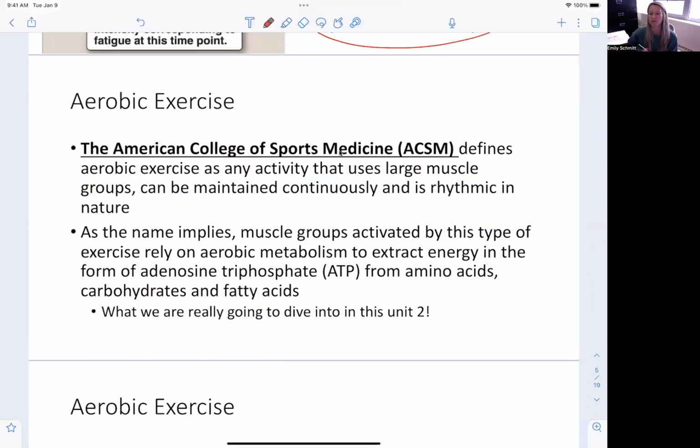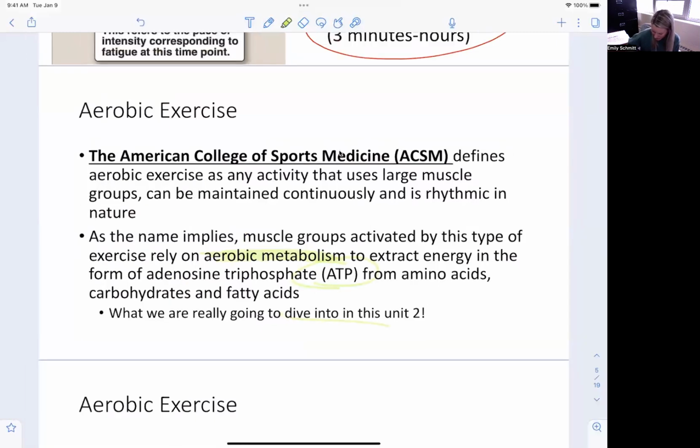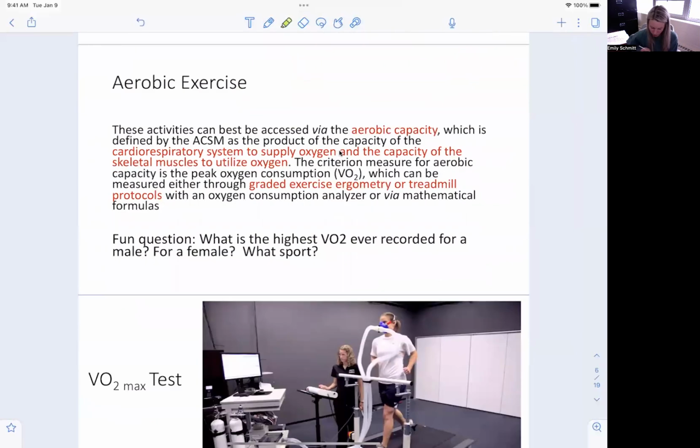So the American College of Sports Medicine, that's sort of our governing body of exercise physiologists and all things in the exercise world. They define aerobic exercise as any activity that uses large muscle groups, can be maintained continuously, and is rhythmic in nature. So as the name implies, we are really using muscle groups that are activated by this type of exercise that rely on aerobic metabolism to extract energy from ATP. So we're really going to dive into these concepts in Unit 2.